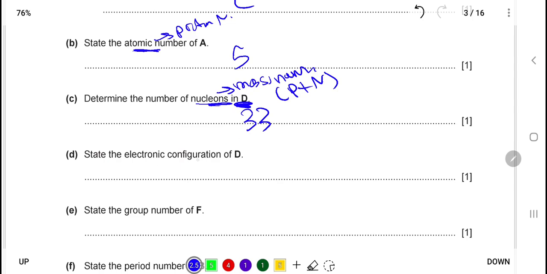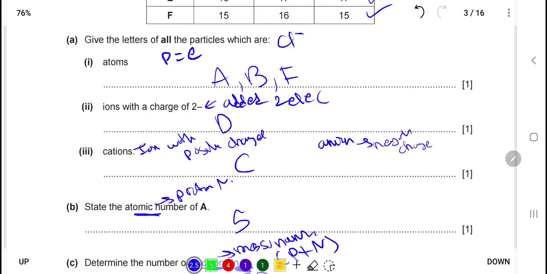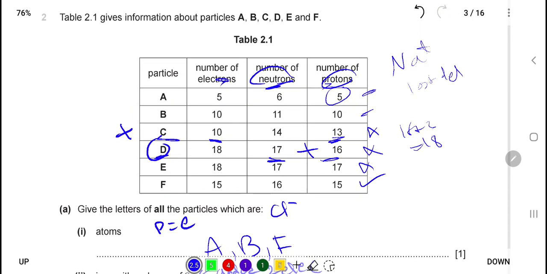And now D, state the electronic configuration of D once again. The configuration is the electrons, but we need to put them in shells, for example 2, 8, 8, and so on. So in the electronic configuration, we need to look at the electrons, not the protons. So there's 18, right? Start with 2. The first shell must always be a maximum of 2. The second shell must be a maximum of 8. And the third is a maximum of 8, and so on.